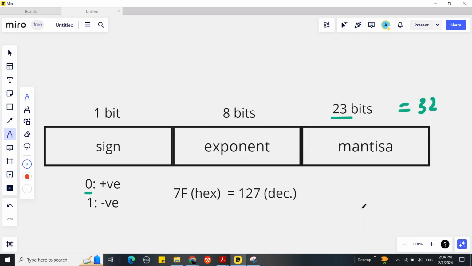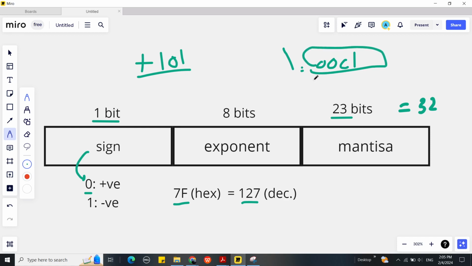Here is a better structure, if you didn't understand the previous one. The sign is 0 if the number is positive. Let's say 1 plus 101. This is a number and it's positive, so the sign is 1 bit and it's going to be 0. And the exponent is always standard for single precision: 7F, which is 127 in decimal. And the mantissa, let's say 0.0001, anything after the decimal point is the mantissa. After understanding the structure, let's get to one of the examples.